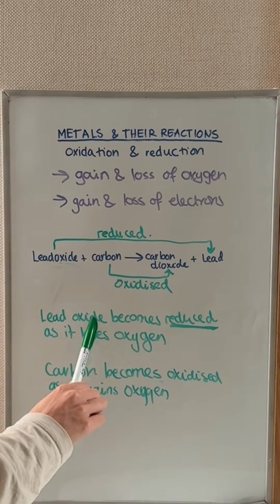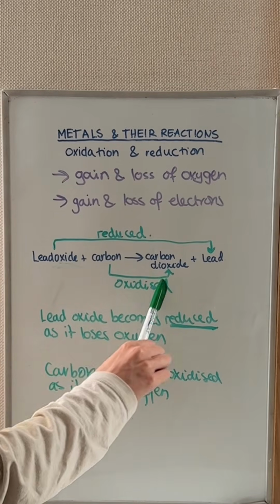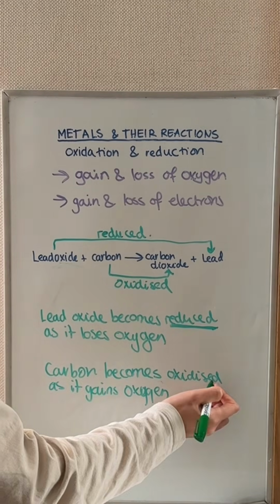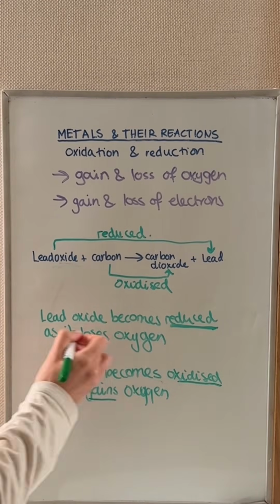We can say that lead oxide becomes reduced as it loses oxygen, whereas carbon becomes oxidized as it gains oxygen. So oxidized as it gains oxygen, reduced as it loses oxygen.